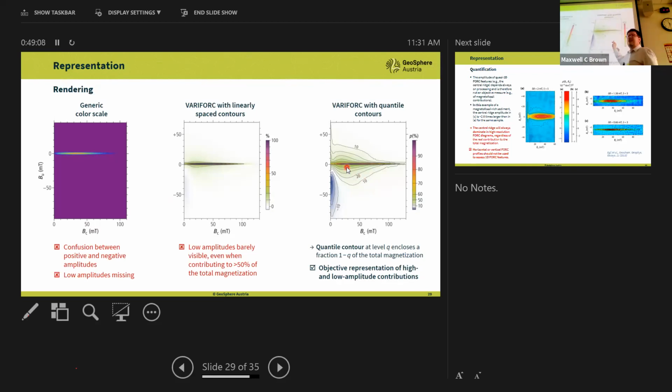So like this, you can already say that the central ridge, this feature that is the only one appearing in the other representation, is contributing to 50% of the magnetization. So the remaining part is there, it is important, it is fighting with us, but we don't see it if we don't do the correct representation.